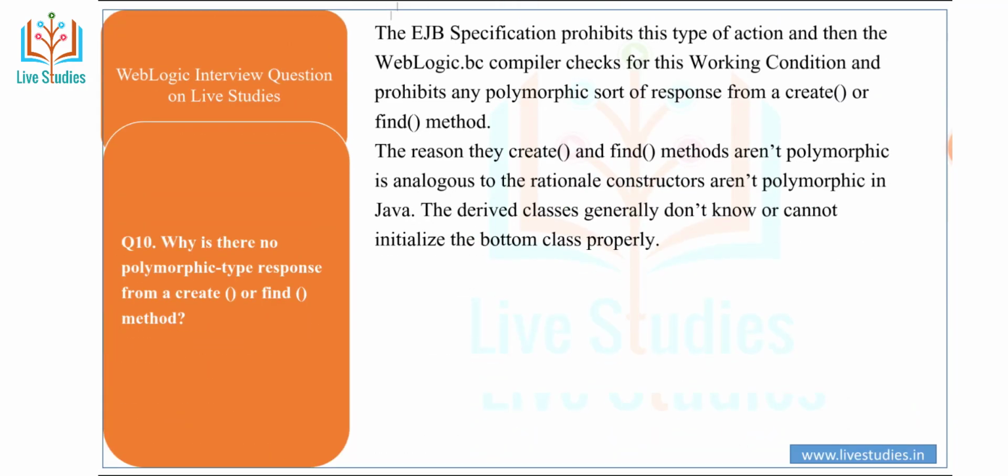Another question is, why is there no polymorphic type response from a create or find method? The EJB specification prohibits this type of function, and the WebLogic ejbc compiler checks for this condition and prohibits any polymorphic sort of response from a create method or find method.